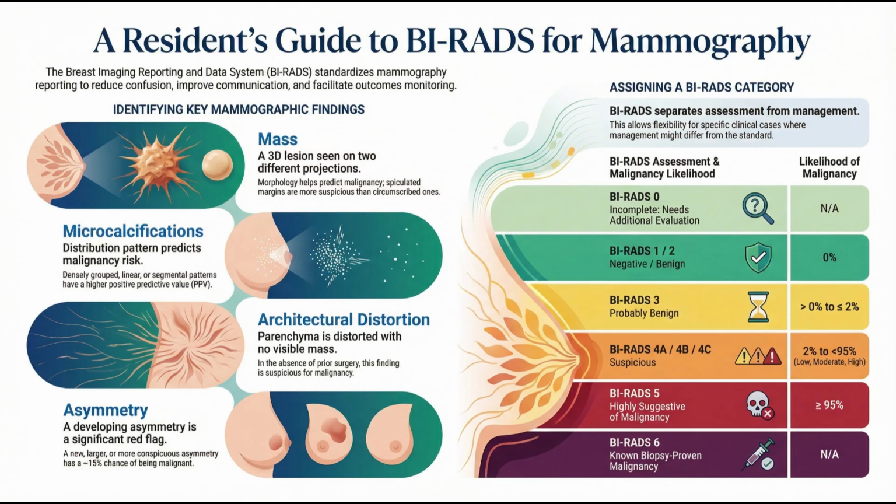And then there's the third one, which is the one that really requires a closer look. The developing asymmetry, this one is crucial. It's defined as an asymmetry that is new or larger or just more conspicuous than it was on the last exam. It's the change. It's the change over time that's scary. About 15% of developing asymmetries are found to be malignant, so they absolutely mandate more evaluation, usually a biopsy. That 15% rate really forces your hand.